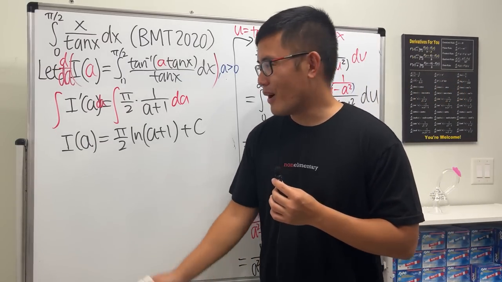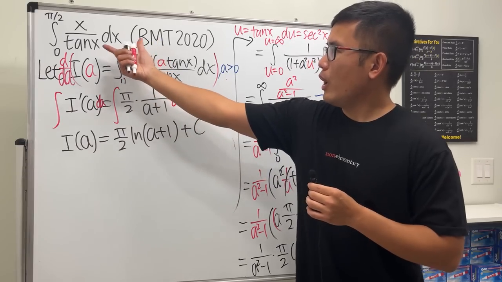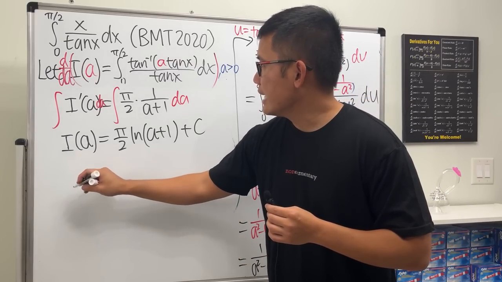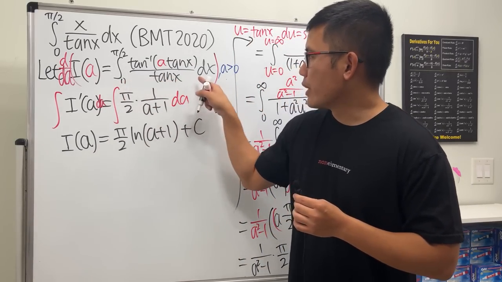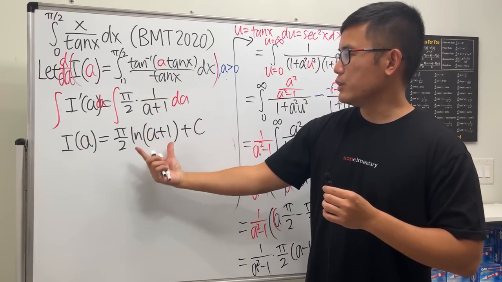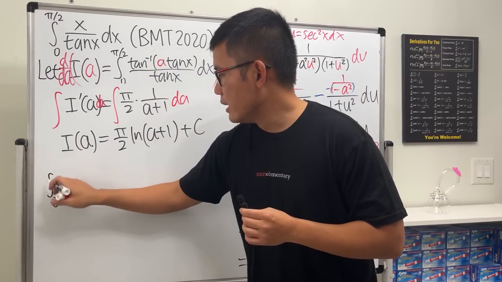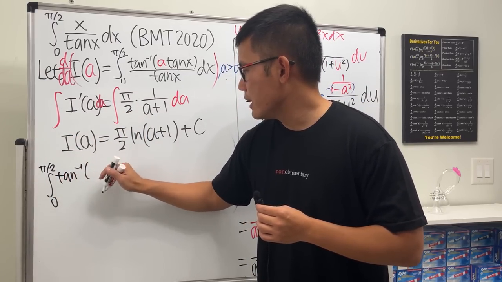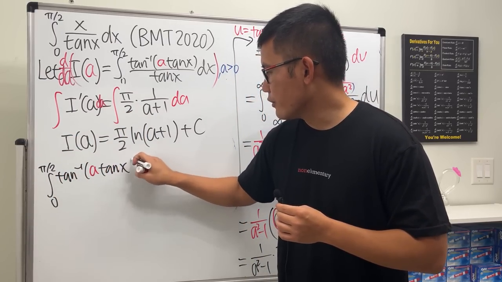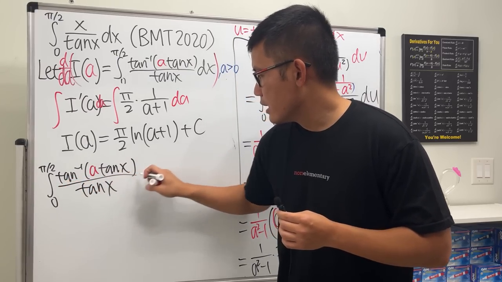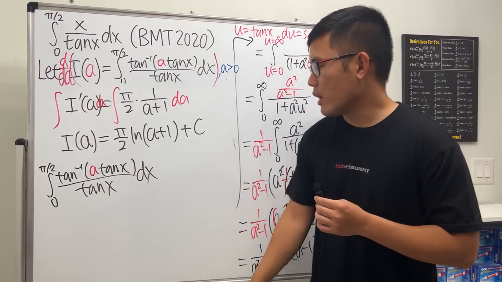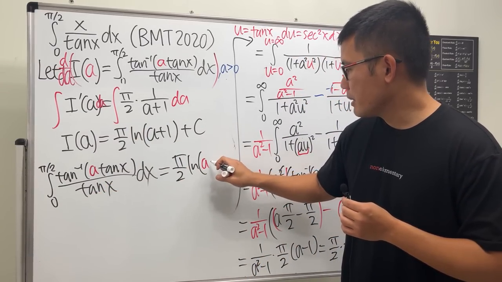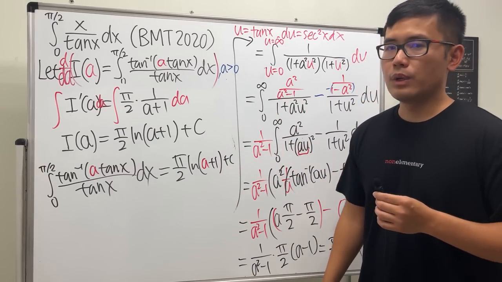Well, you know what? This is the exciting part. I of a is what? It's our original function here. So what we can do is just the following. We can say that we know this right here must be equal to this. And this result is equal to that, right? So if you would like, we can just write it down one more time to make everything super clear. Integral from 0 to pi over 2 inverse tangent of a times regular tangent of x over tangent x. Yeah, this whatever integral that you want, it's actually just equal to this, which is pi over 2 ln of a plus 1 plus c. But we just have to find out what c is.